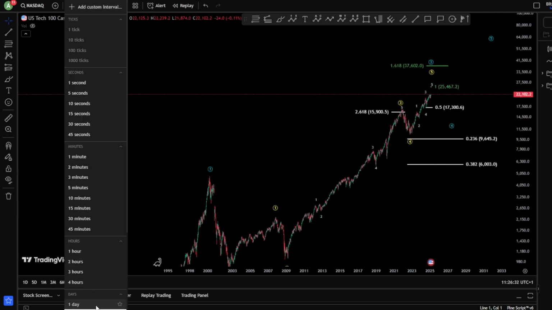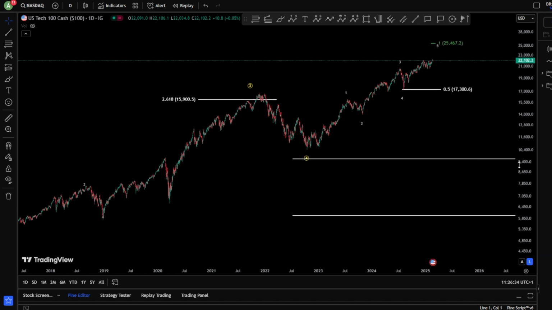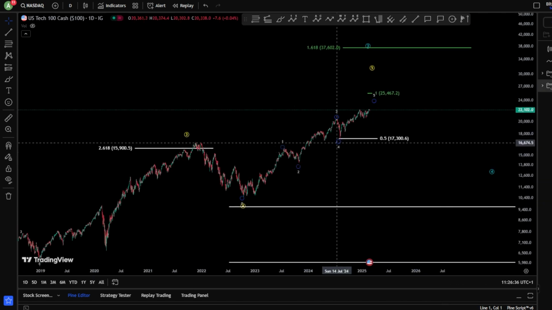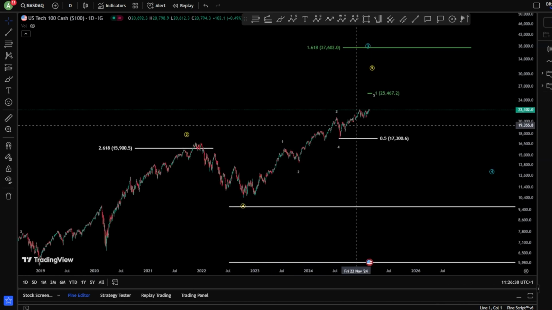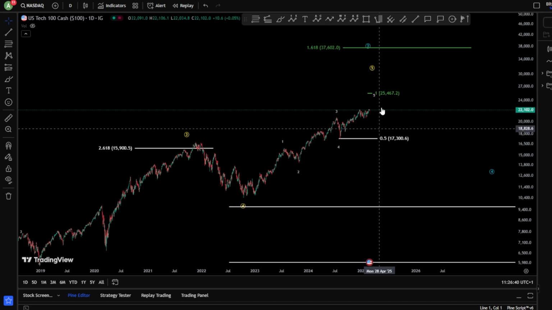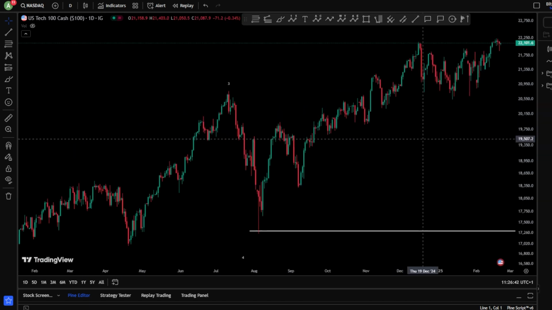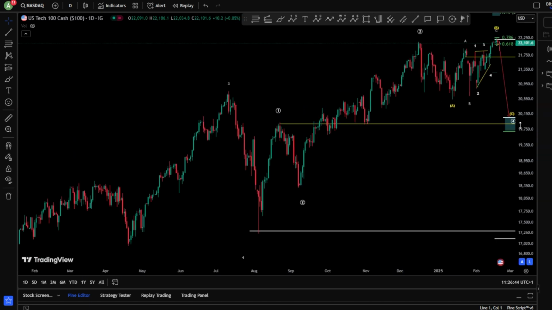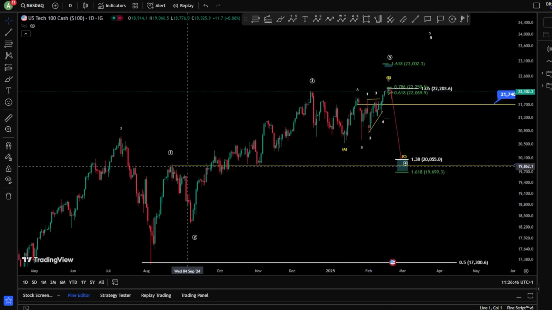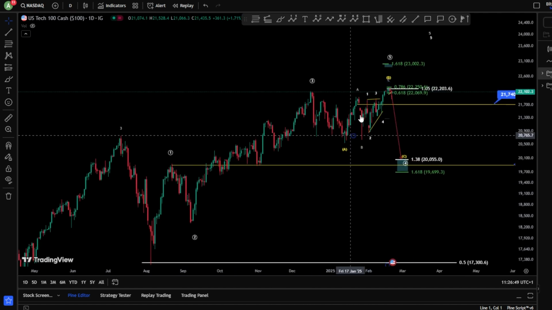Now, if we move to the daily chart here, as we have mentioned, of course, we are still inside this fifth wave, 1, 2, 3, 4, 5. Now, let's close up inside this fifth wave. In this fifth wave, we see, of course, here, a 1, 2, and then 3, 4, and a 5.